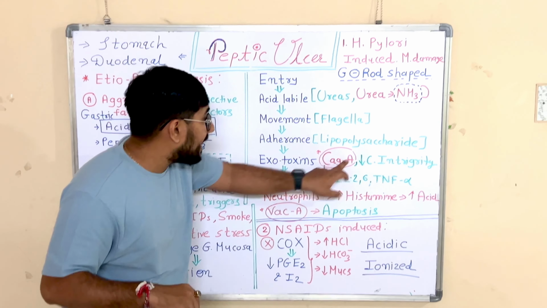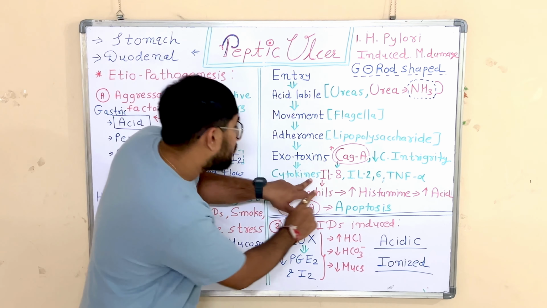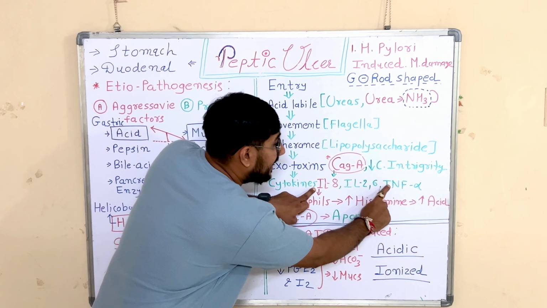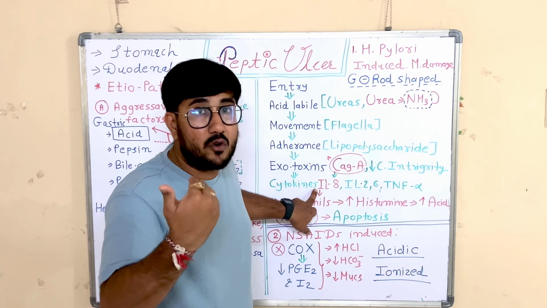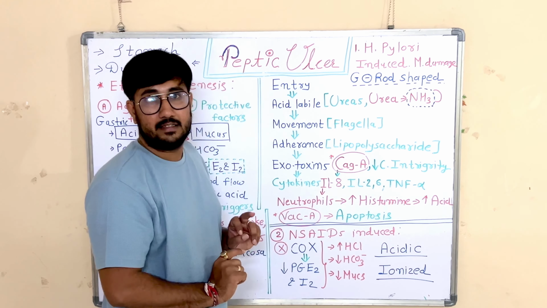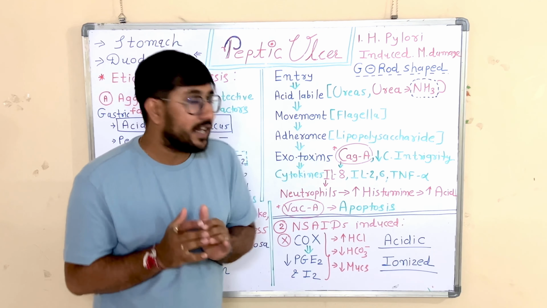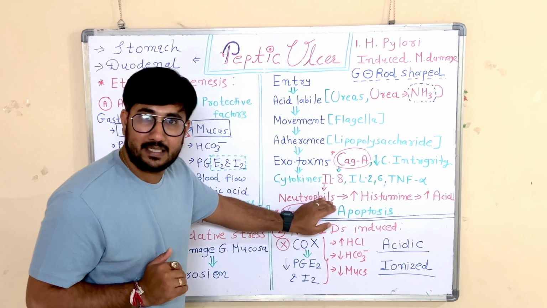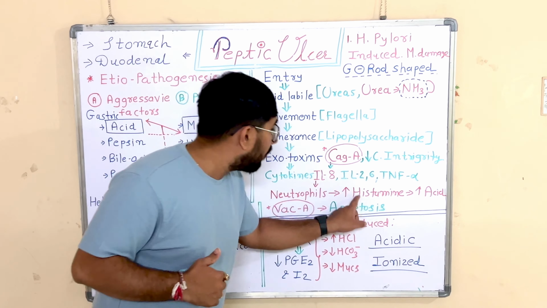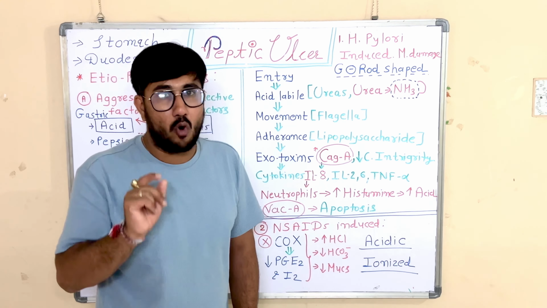Another function, CAG-A is responsible for releasing various cytokines. Which are the important cytokines? Those are interleukin 8, interleukin 2, interleukin 6, TNF alpha, and even interferon gamma. Okay, you can note this down. Amongst all these, the most important one is interleukin 8. Interleukin 8 attracts the neutrophils. Okay, and neutrophils further release various inflammatory agents. One of the important ones is histamine, and histamine is very important.